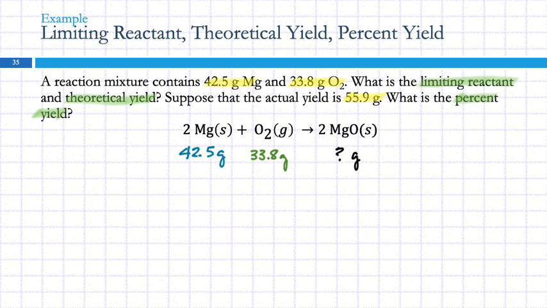Well, identifying the limiting reactant and calculating the theoretical yield, those come from the same process. So we'll calculate the yield from both reactants. We'll pick the smaller one, that's the theoretical yield, and then the reactant that gave it to us is our limiting reactant. We'll worry about the percent yield after we do that. So I'm going to do grams to moles to grams of my product. Here there's only one product, so we don't have to decide which one we're looking at.